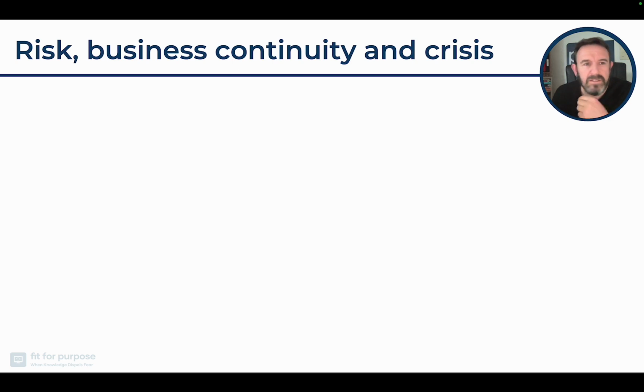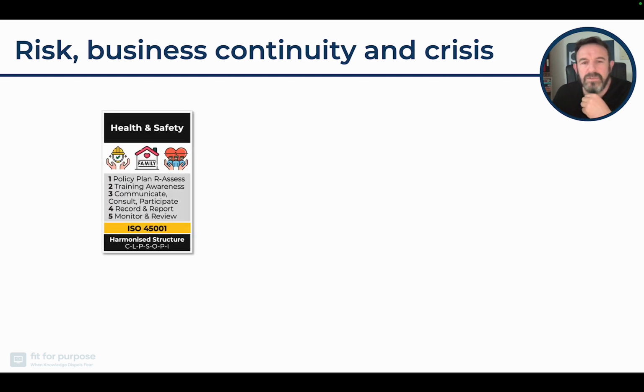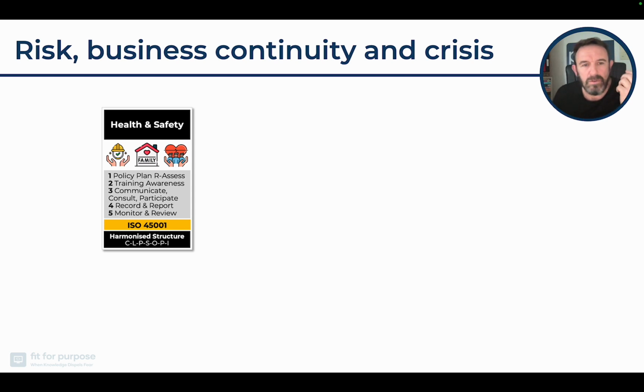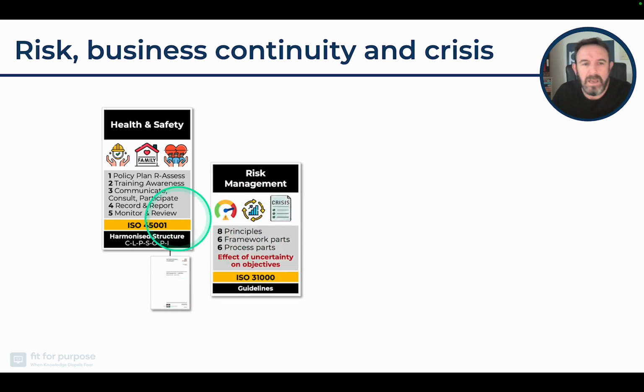So we're now going to test the slide: risk, business continuity and crisis. So health and safety, the health and safety management system, let's just say it's 45001 with a harmonized structure, as we can see there. So yes, an ISO is attached to it. We can then think about risk management. We can think about ISO 31000. Again, it's an ISO, but it's a guideline.